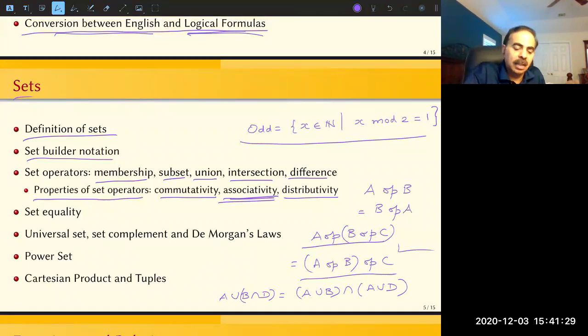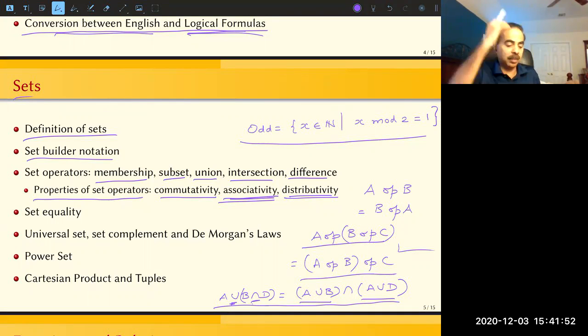So this is distributing the union over intersection, which basically means that you are moving the union inside the intersection, right? So that is called distributing. And if doing this distribution preserves equality, then you say that that particular property, the distributivity property, holds, right?